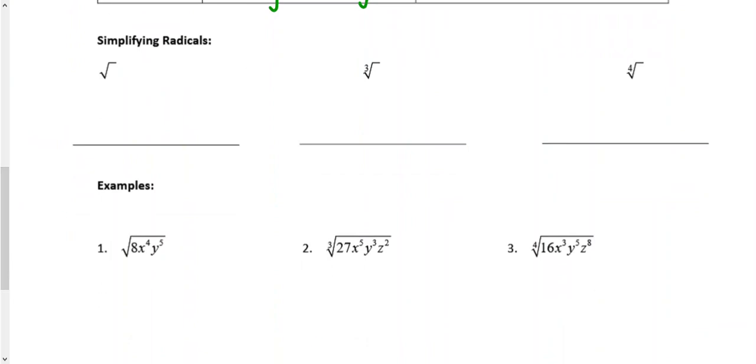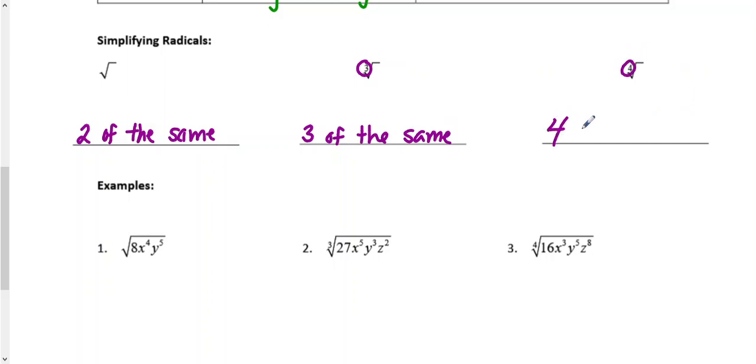Now let's do a quick review of simplifying radicals. Remember, radical is this root sign. So in this case, this is our square root. So in order to simplify this, we need 2 of a kind, 2 of the same, to come outside, because it is a square root. Here, because we have this 3, in these cases, we need 3 of the same. And I'm sure you can guess what the 4 will tell us, that we need 4 of the same.